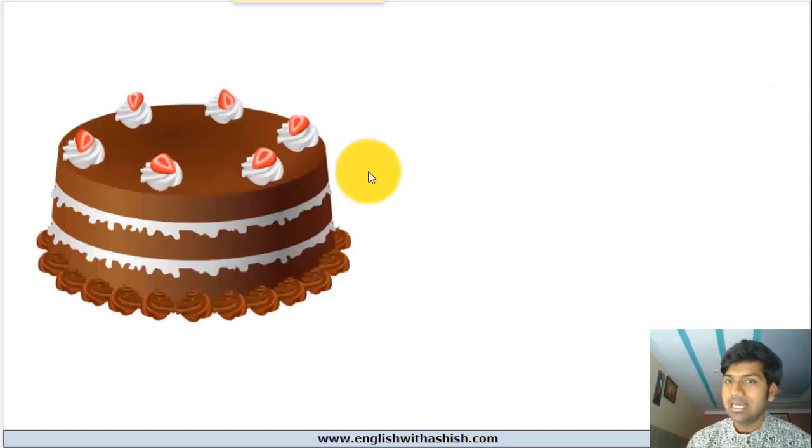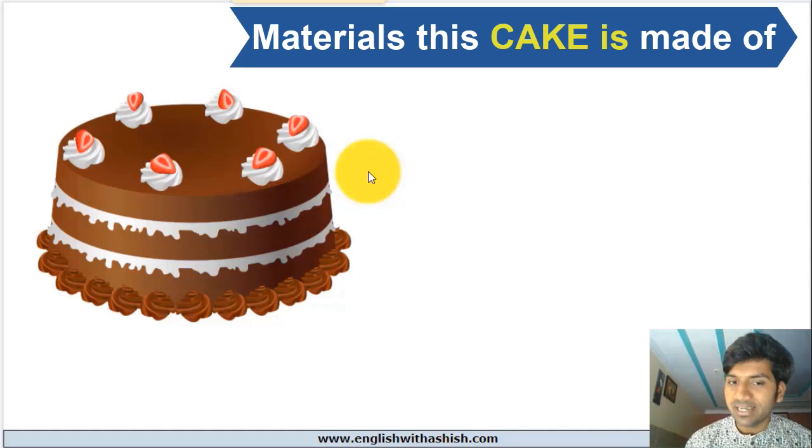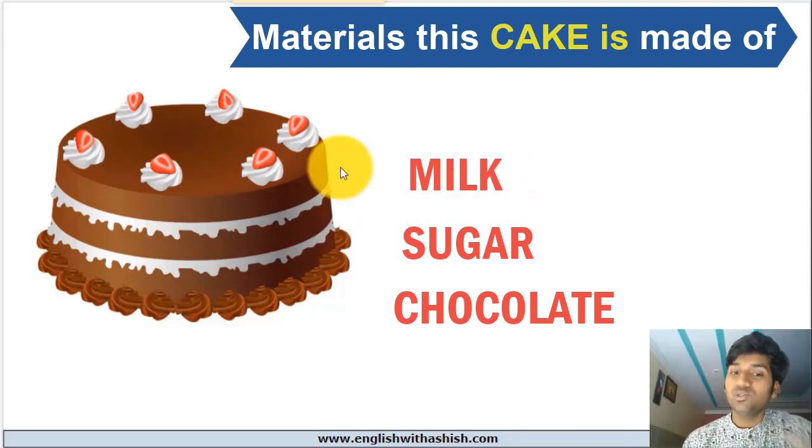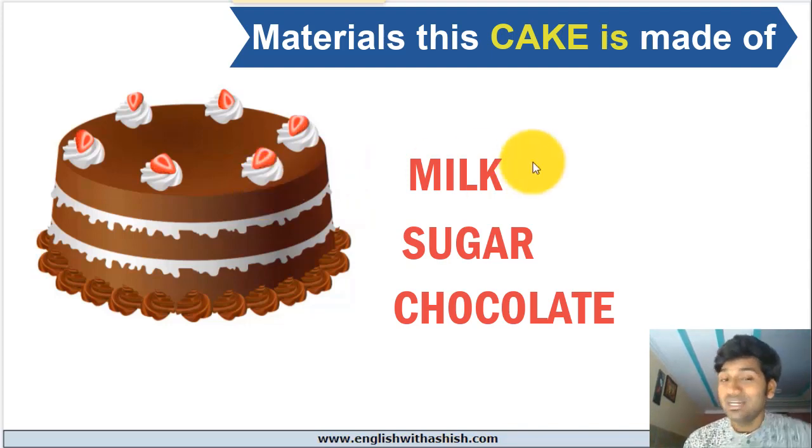Okay, what is this? This is a cake. This is a final product, guys. Okay. Now, what are the materials? What could be the materials used to make this product? Chocolate, milk, sugar. So these are the names of the materials that are used to make this product. So these are material nouns. Names of the materials this product, this item, this cake is made of.